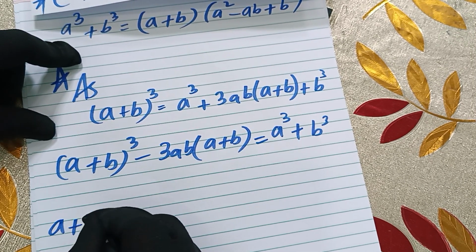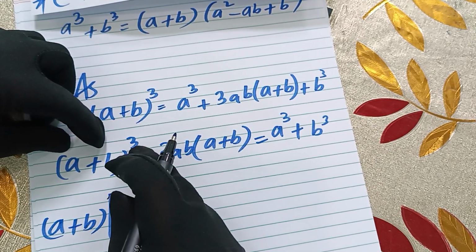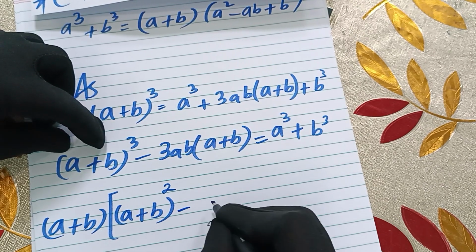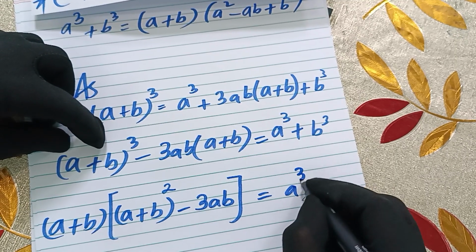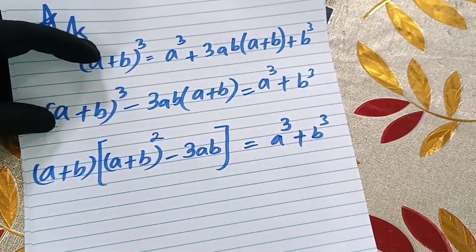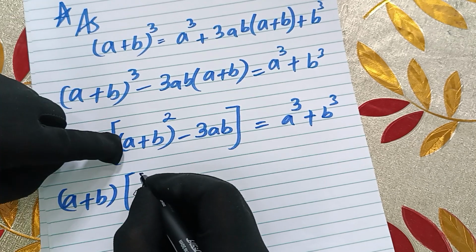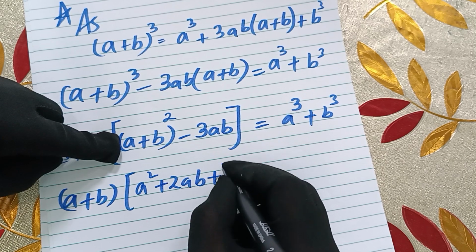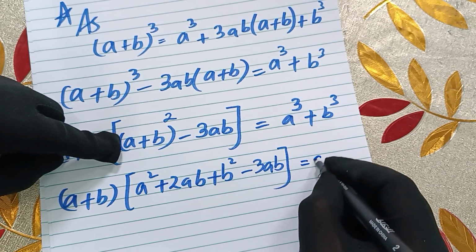So a plus b is common. After taking one complete factor out, only 2 are left: a plus b whole square minus 3ab. It is equal to a cube plus b cube. After this, a plus b times, if we open the square of this, we know the identity a square plus 2ab plus b square. And this is left, minus 3ab. We will write this also in the last.